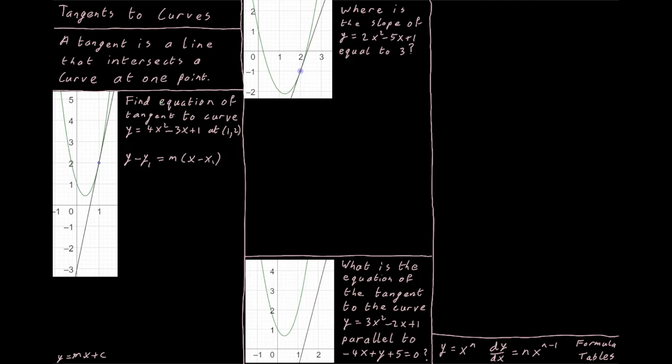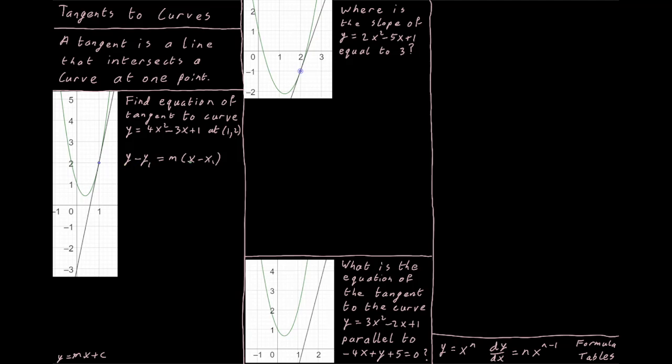So let's have a look at our question here. We're asked to find the equation of the tangent to the curve y is equal to our quadratic here at the point (1, 2). So I have that drawn in here. My black line here is my tangent to my curve. It's only touching the green curve at one point. And I want to know the equation of that black line.